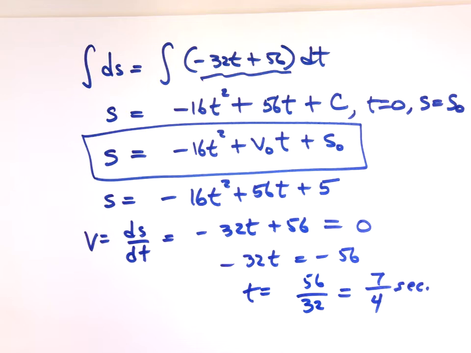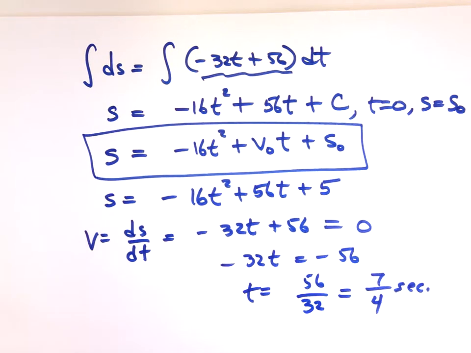At that time, when we're at our greatest height, please note the velocity is equal to 0, which makes sense. We throw this thing up. At its greatest height, the velocity is 0, and then it starts coming down. That occurs at 7/4 seconds.